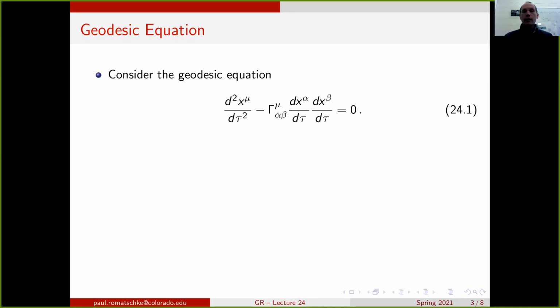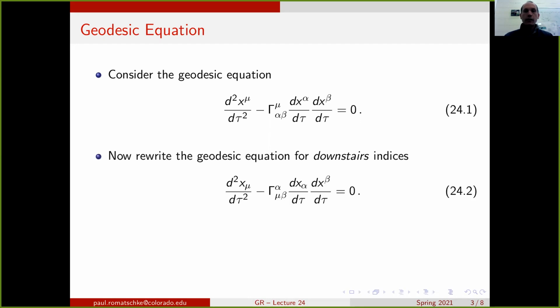So the geodesic equation is given in equation 24.1, and we have seen this equation many times before. What I want to do now is rewrite the geodesic equation for downstairs indices. So instead of having a mu upstairs, I want to pull it down with a metric contraction, and similarly, I want to act on the Christoffel symbol in such a way. So we find the geodesic equation with downstairs indices given by equation 24.2.